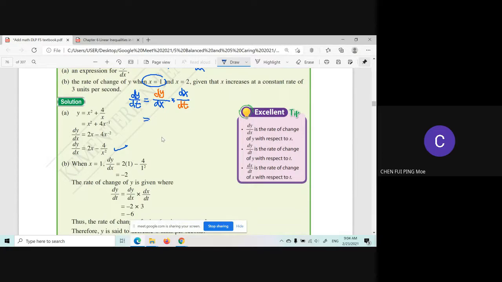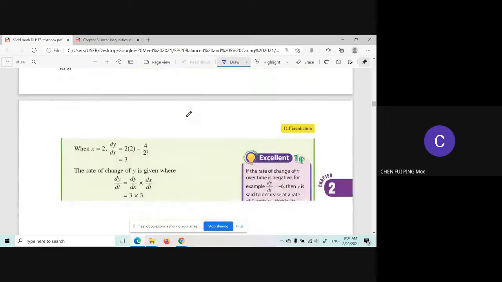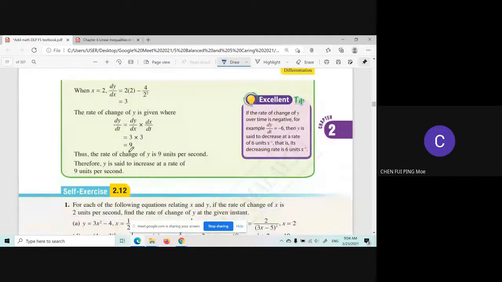Then you get dy dx equals negative 2. So you can put it here, negative 2, multiply dx dt, x increases at rate 3. So dx dt is positive 3. So multiply 3, getting minus 6, meaning that y is decreasing. Okay, understand? Behind here also the same, just substitute a different value. Can you understand?